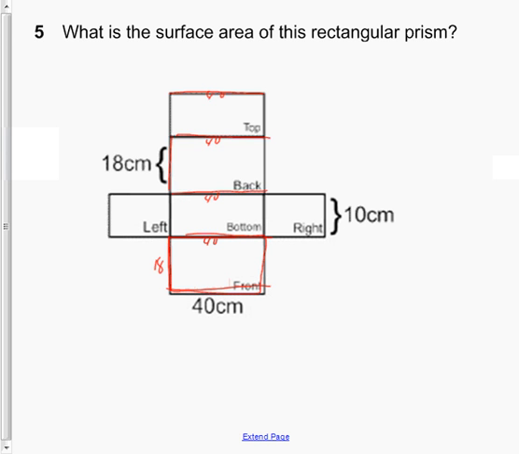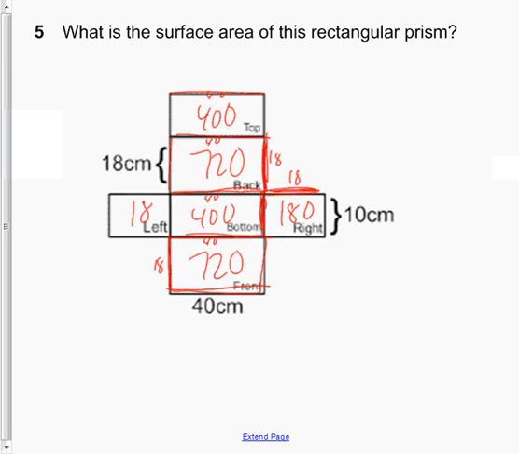40 times 10 is 400. 40 times 8 is 320. So this has an area of 720, and so does this. 720 and 720. This is 10, and this is 40, so this has an area of 400, and this has an area of 400. Now the trickiest part is realizing that this measurement here and this measurement here are the same distance. Since this is 18, if I was to fold it back up, that must be 18 as well, which would make 180 here and 180 here.